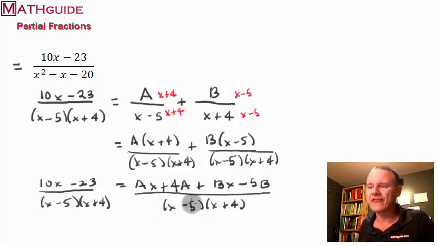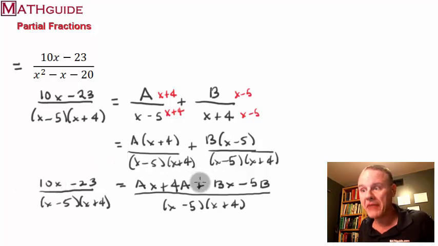If the numerators have to be equal, then here's where the interesting part comes in. I now know that this x term here, this 10x, has to be the sum of these x terms here also, right? I know that the ax and the bx, when I find their sum, it's got to be equal to 10x. Okay, so that means the a plus b has got to be 10, right? So the x terms here have to be the same as the x terms here, mathematically speaking.